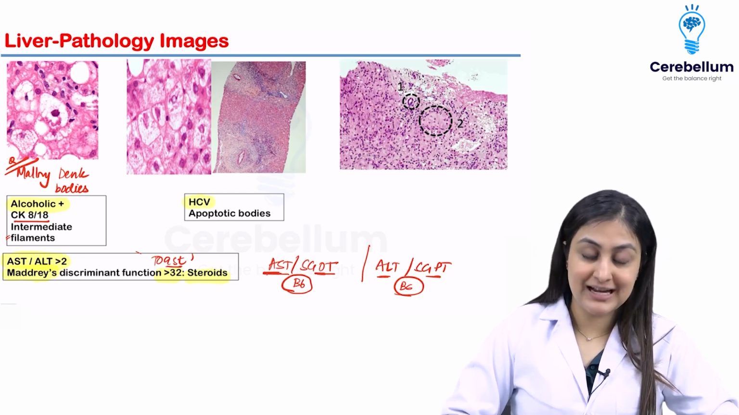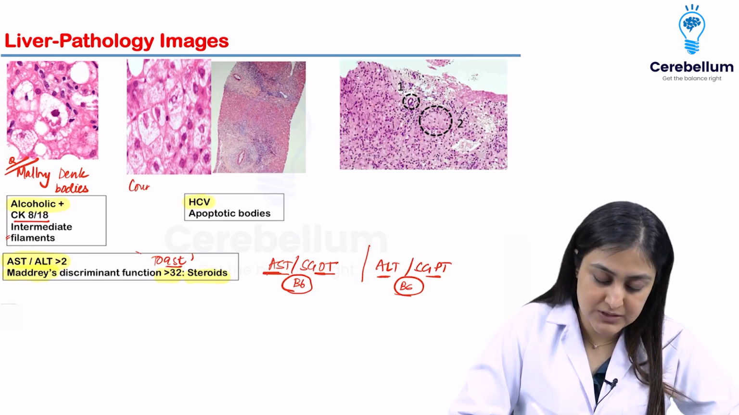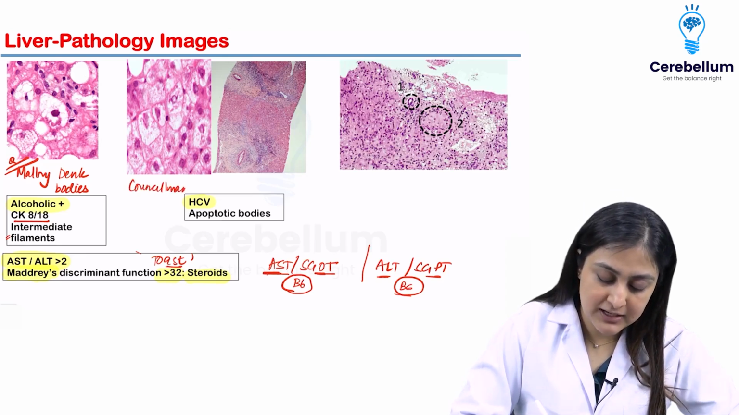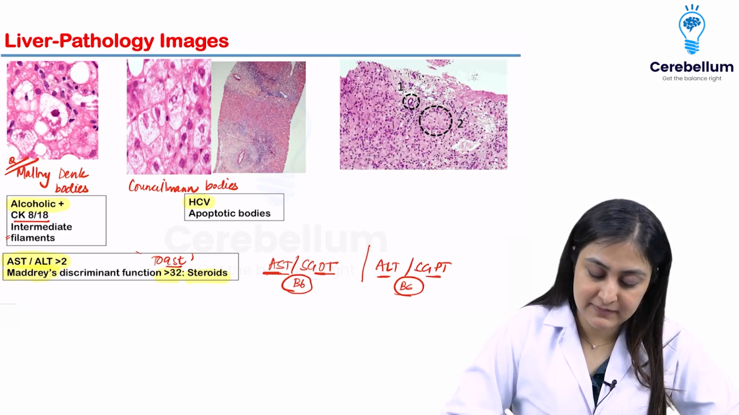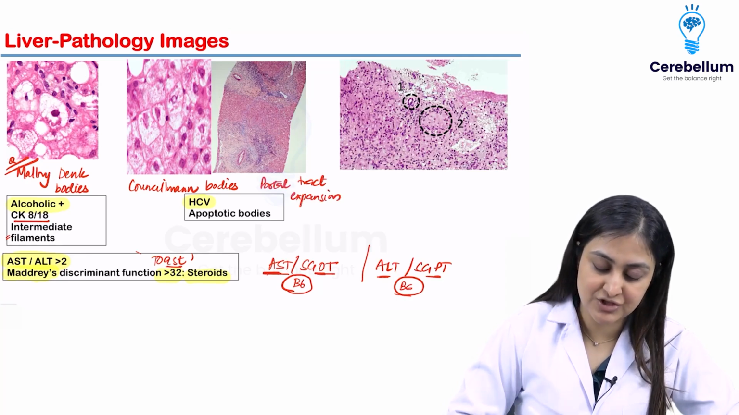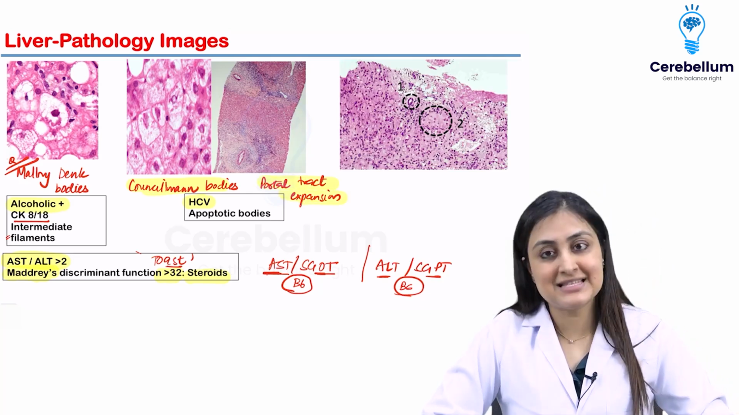If they show you hepatitis C infection, two named things you want to remember. These are Councilman bodies, which are apoptotic bodies. Repeat question. Another thing you see in HCV is this portal tract expansion. Because of the inflammation, you can see the portal tract expansion. So these are two terms you want to remember which are specific with HCV.